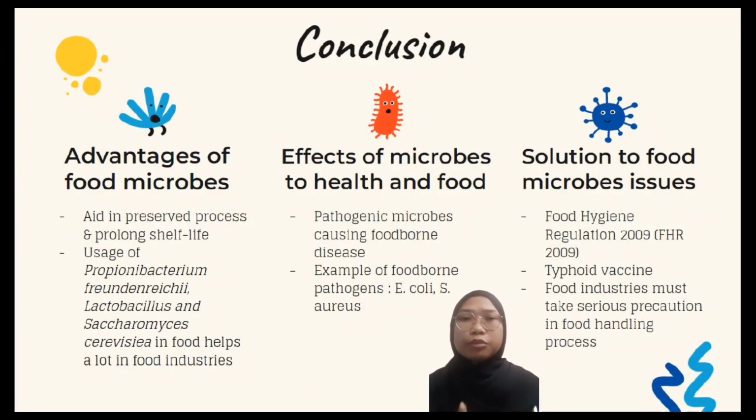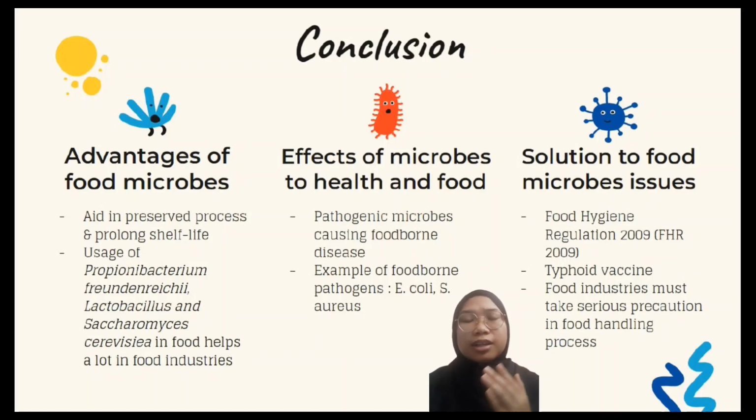So I'm going to conclude what we have elaborated in this slide. Firstly, we have explained about the advantages of food microbes. Food microbes will help in preserving food and will prolong the shelf life of the food. Next, there are many types of bacteria that help a lot in food industries, which are Lactobacillus, Saccharomyces cerevisiae, and also Propionibacterium freudenreichii.